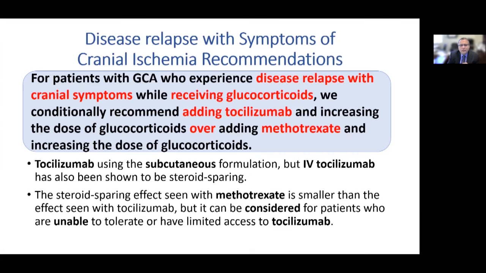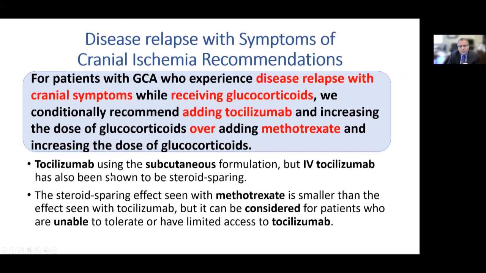So if they have a relapse of the disease with cranial symptoms while receiving steroids, the next step is to add a steroid-sparing agent, tocilizumab or methotrexate, with preference for tocilizumab with steroids over adding methotrexate to steroids. So again, first-line therapy here would be tocilizumab, which is usually done in a subcutaneous format, self-injection. Patients do it themselves. Some of you may already have that, but there has been some data to suggest that IV tocilizumab works just fine in such cases for patients who require tocilizumab. Now we know that the methotrexate effect is not as good as that of tocilizumab, but in some cases we just can't use tocilizumab, and therefore we use methotrexate in those cases.